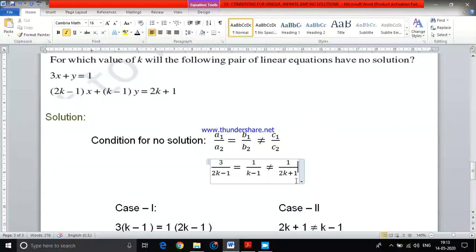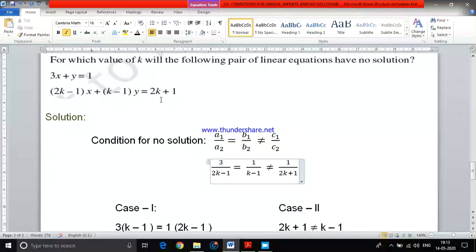Now here you might have a doubt. In the video 1 first class, we discussed that c1 and c2 always have to be on the left side of the equality, and after the equality it has to be 0. So if I bring 1 to this side, it becomes minus 1, and if I bring 2k plus 1 to this side, it becomes minus of 2k plus 1. So both terms are negative.